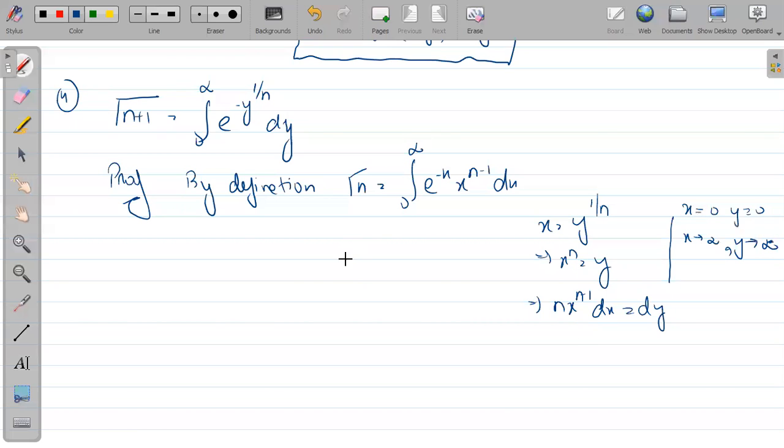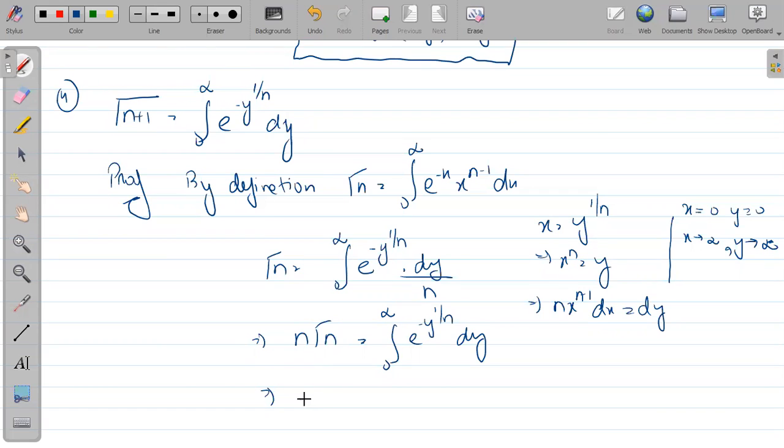Now let's put it down here: 0 to infinity, e to the power minus y to the power 1 by n, and x to the power n minus 1 dx is dy by n. Correct? Now what about this n? For this integration, n is a constant, so it can come outside. So n into gamma n is this one. Now I hope you have understood, from property number 1 of the gamma function, it is nothing but gamma of n plus 1. Gamma of n plus 1 is 0 to infinity e to the power minus y raised to the power 1 by n dy. So you can remember this property.